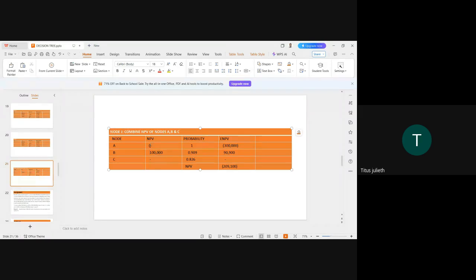All right. So 209,100. The probability associated with that is what? 0.25. Multiplied by 209,100, you should have what? A negative value of what? 52,275.